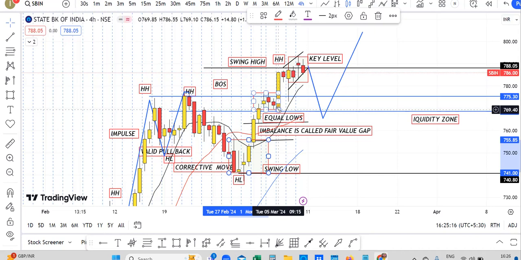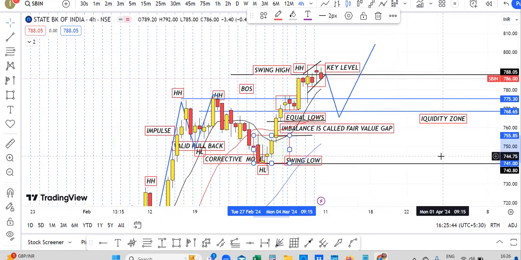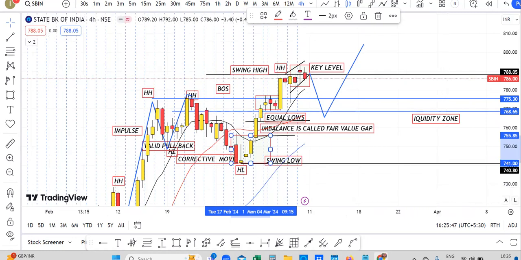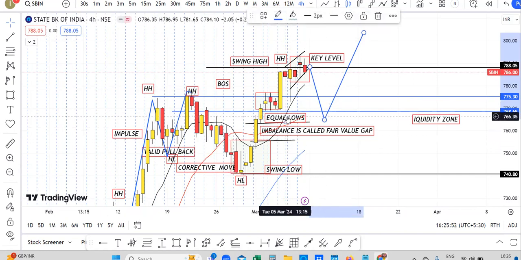So you understood about the imbalance, fair value gap, and you understood about the liquidity zones and why they are important. Liquidity zones are very important. They act as fuel for the market movement. And you understood about pullbacks, valid pullbacks, impulsive moves, and corrective moves. In smart money concept, these are all the things we are going to see in the market and take advantage of in advance.